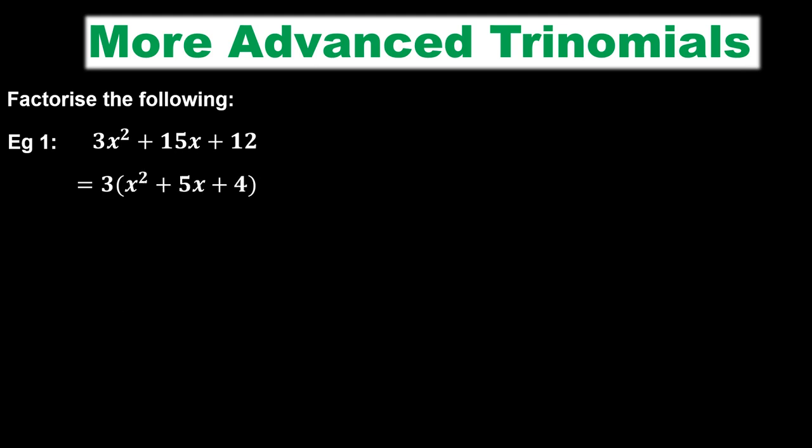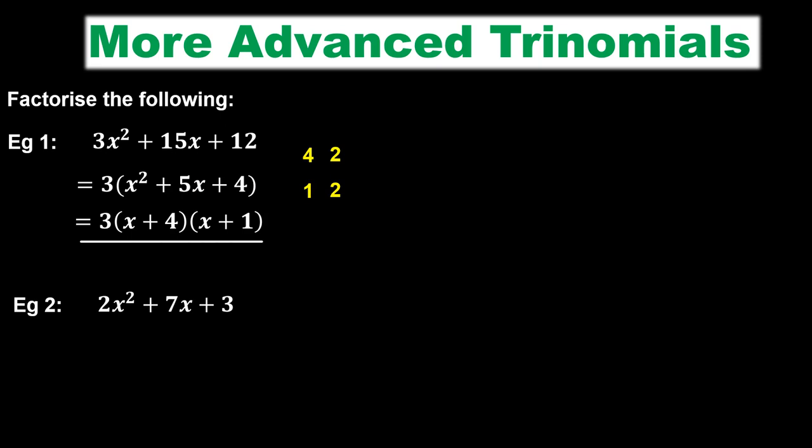And I'm left with x squared plus 5x plus 4. And now it's a simple trinomial as on the previous page. We're looking for our factors of 4, which will be 4 and 1, and 2 and 2. And these numbers must add to give me 5. So I'm going to choose 4 and 1. So I still keep my 3 outside the bracket, and my brackets will be x and 4, x and 1. Now both signs in the trinomial are positive, so both signs in the bracket will be positive.